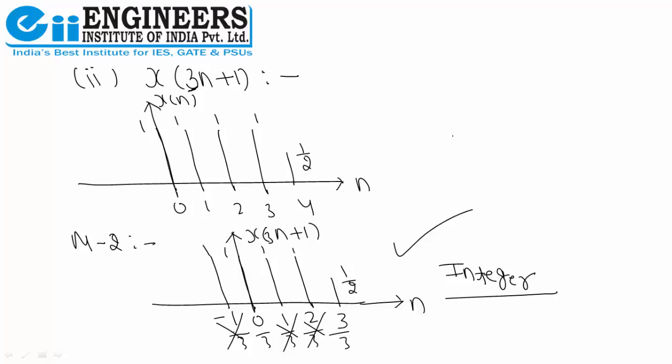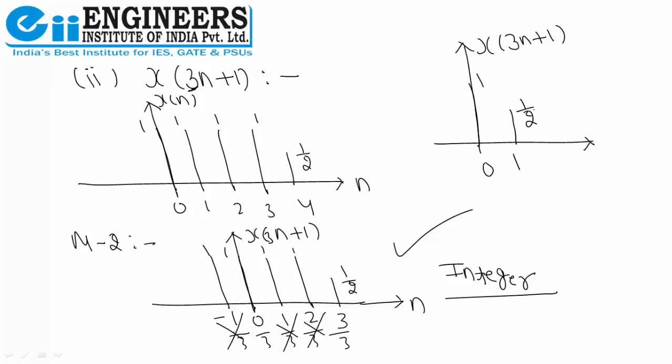So the correct answer will be x[3n+1], and this will be defined only at 0, which is 1, and 3 by 3 will become 1, so it will be defined at 1, and the amplitude will be 1 by 2. So there are only 2 samples present, not 5 samples. You need to remember this, otherwise the answer will become wrong. Do remember, the first option in any examination will contain these 5 samples, but you need to remember that a discrete time signal is only defined for integer values of time. So this is the correct answer.